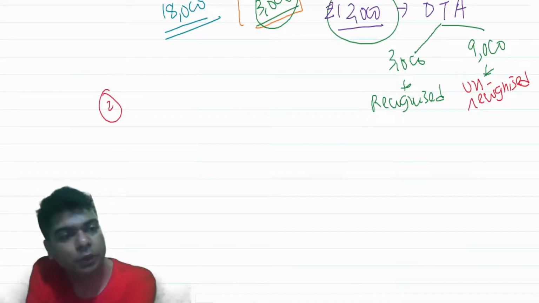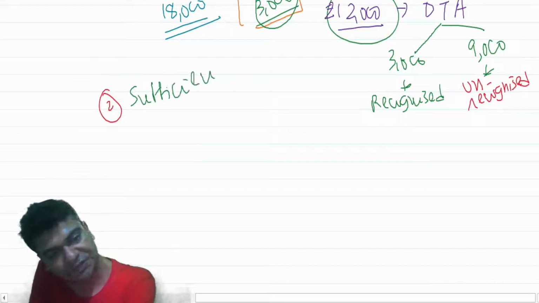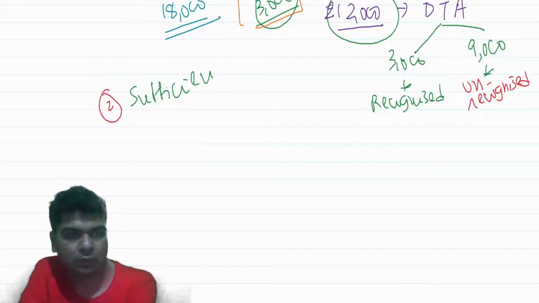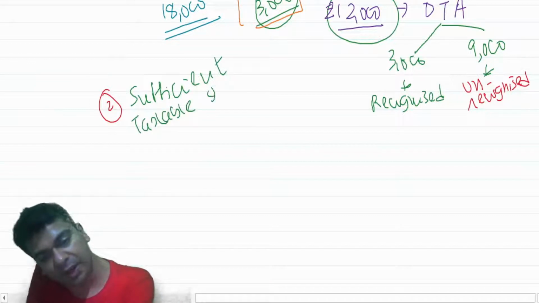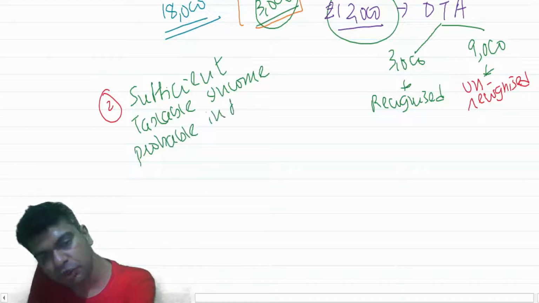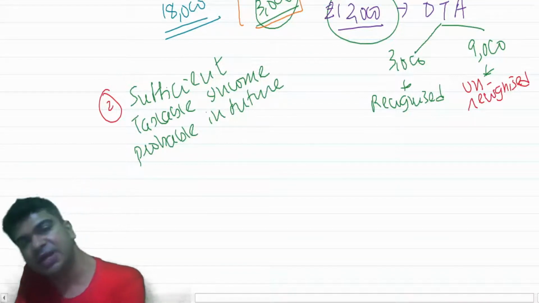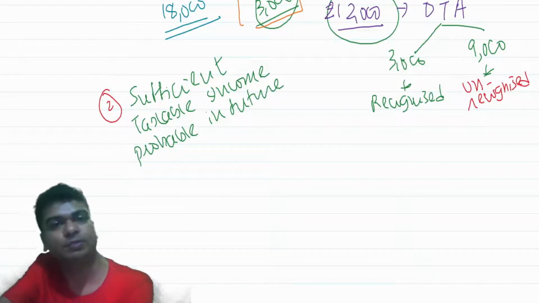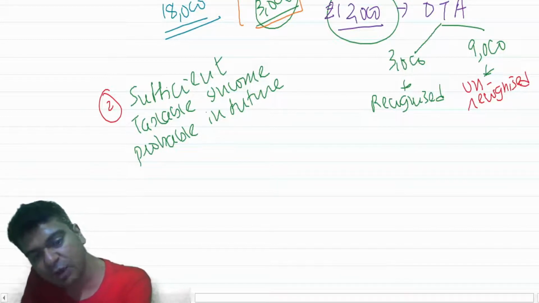So that is the second criteria that we have to now follow. You should ask yourself, is sufficient taxable income probable in future? See, this calculation of deferred tax asset is done at the end of the year, right? So at the end of the year, you should ask yourself that in the next assessment year or years, will there be sufficient taxable income? Ind AS 12 uses the word probable.